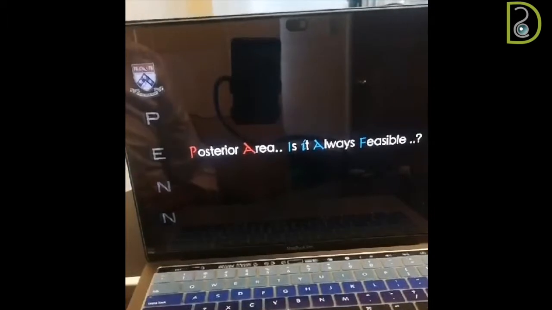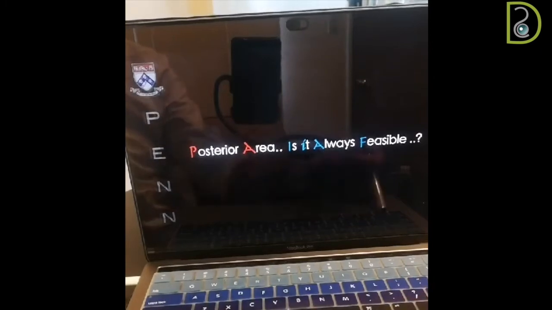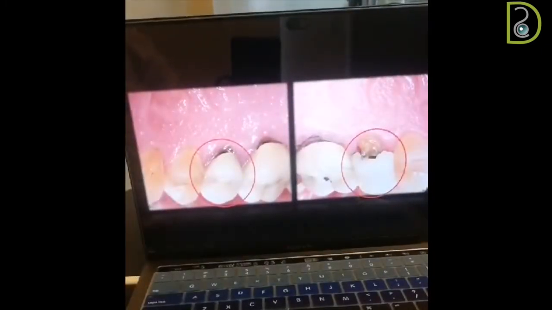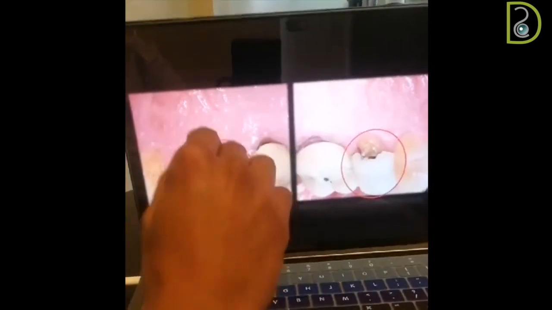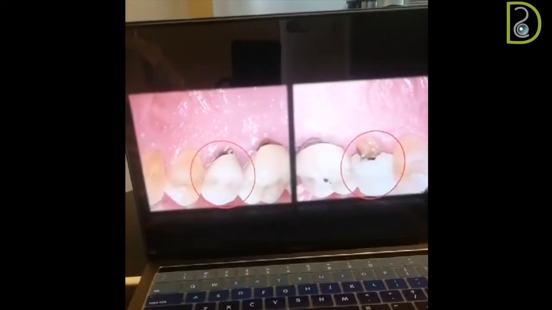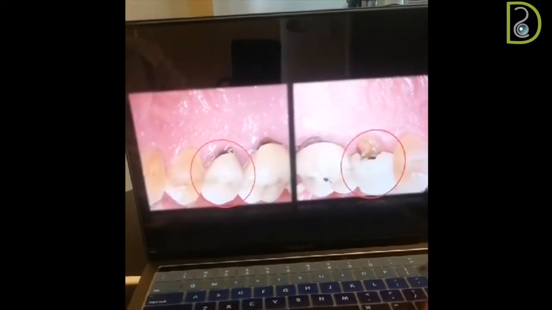So now we finished talking about implants in the aesthetic zone. So let's go and talk about the posterior area. Is it always feasible to place an immediate implant there or not? So let's start with this case. This patient was referred to extract the upper second premolars due to caries underneath the crowns. So the restorative dentist deemed them non-restorable, and now the patient came to me to extract both of them and see if immediate implants can be placed.